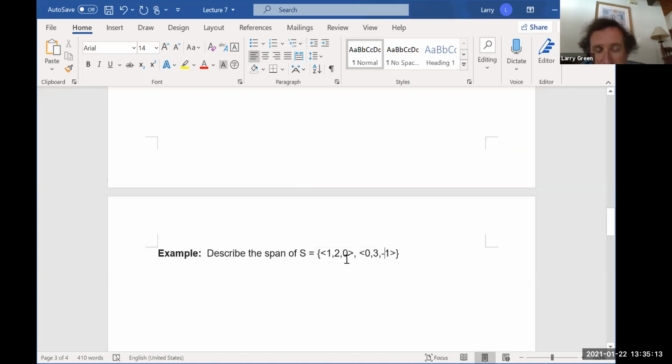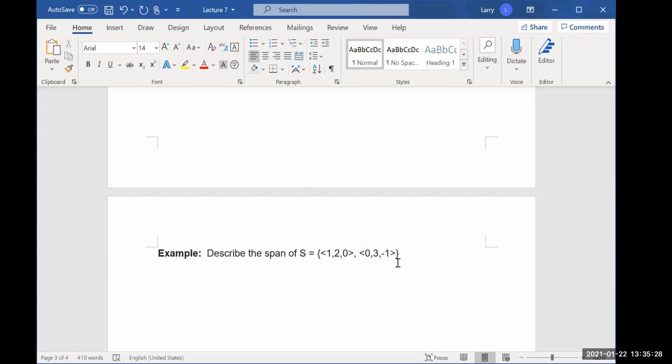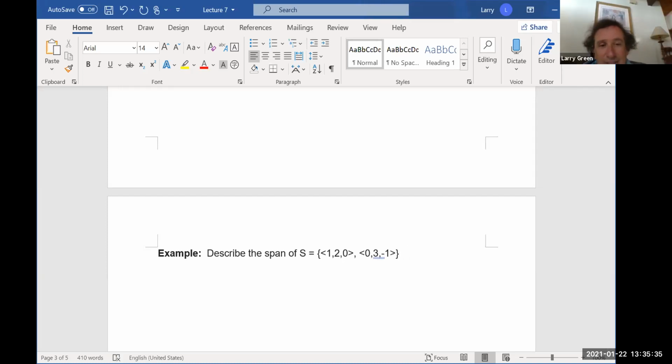One, 2, 0, and 0, 3, -1. So what does it mean to be the span of S? Any questions on the question? It should be another set of vectors that describes every combination of these two vectors, right? Right. Now instead of using C1 and C2 or A and B, I'm going to use something different, because in the end you're going to see why, but you won't understand for a while.